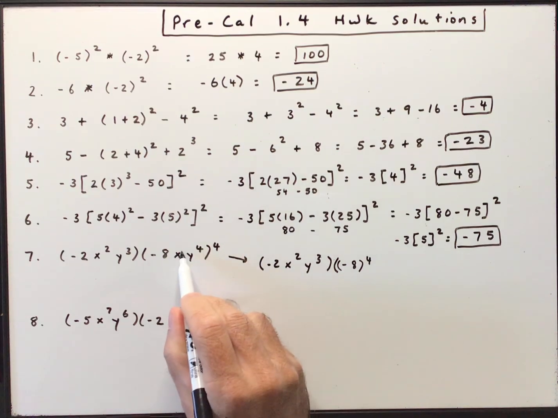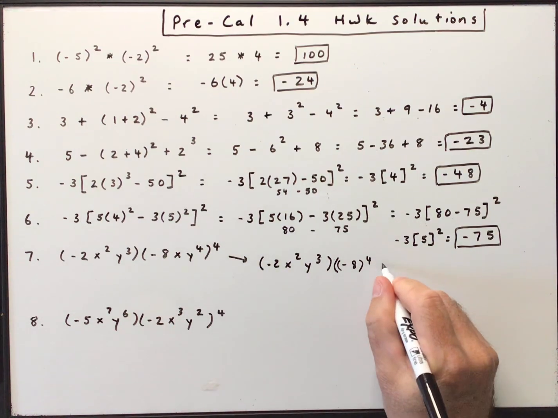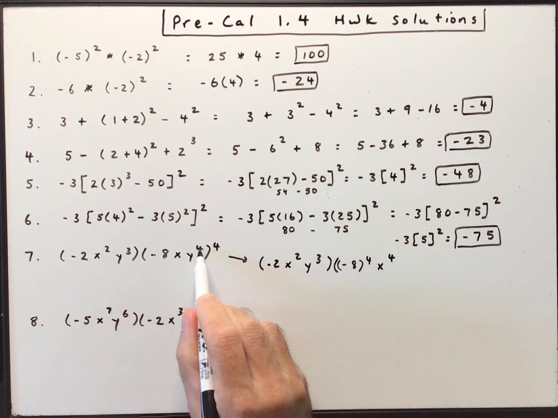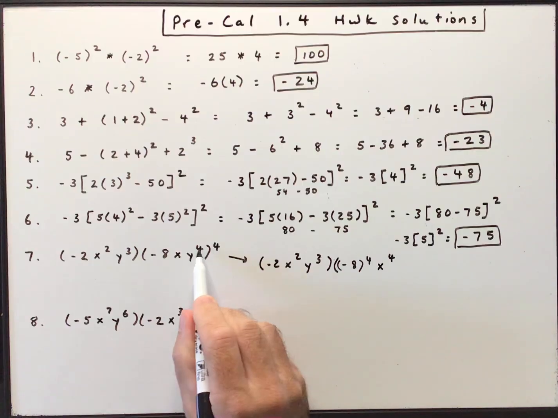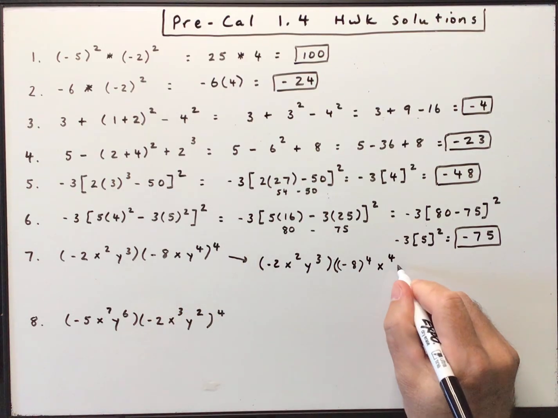So x to the 1st raised to the 4th, you're going to multiply 1 times 4 is 4. So times x to the 4th power. And then y to the 4th raised to the 4th. Remember, when you raise a power to a power, it's multiplication. So that's going to be y to the 16th.